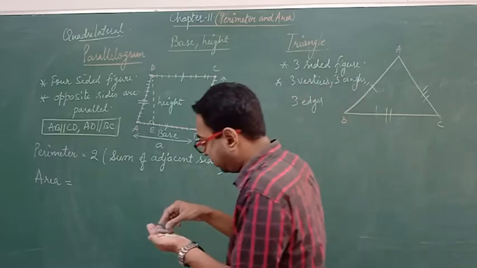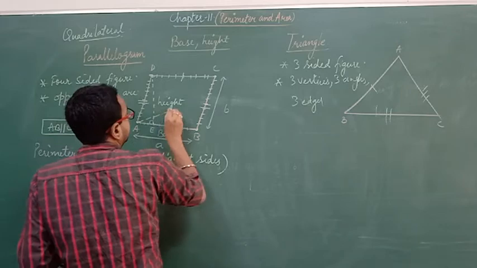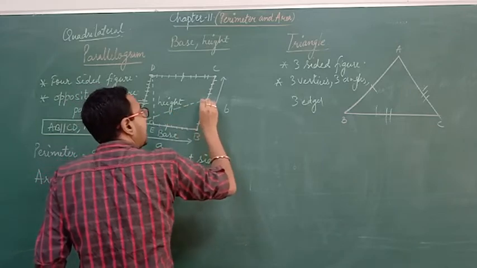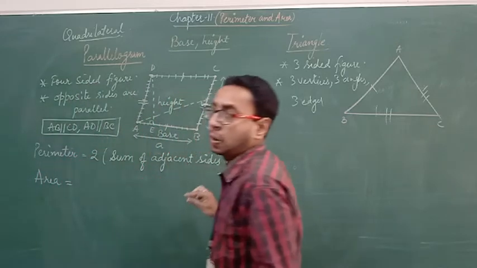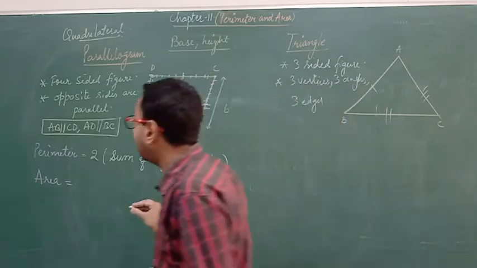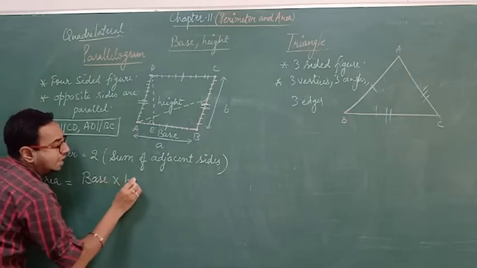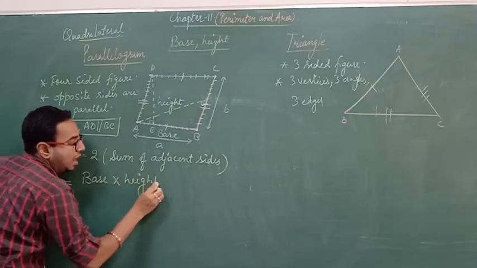Let me take another example here only. For example, now again I dropped a height on this. What will happen? Now base will be BC. So what is the area of a parallelogram? That is always base into height.